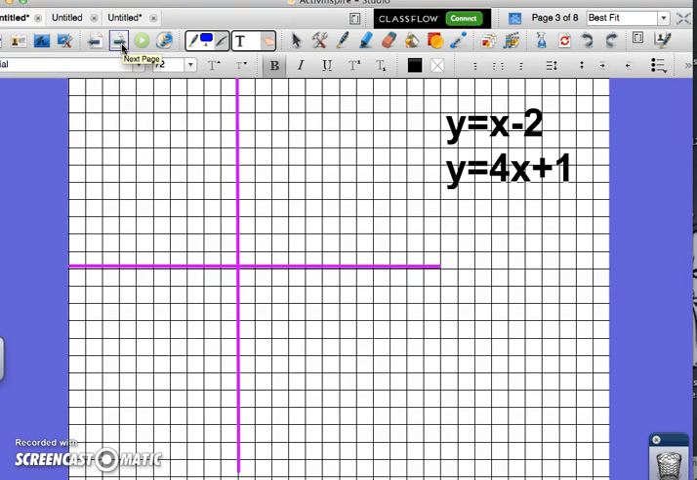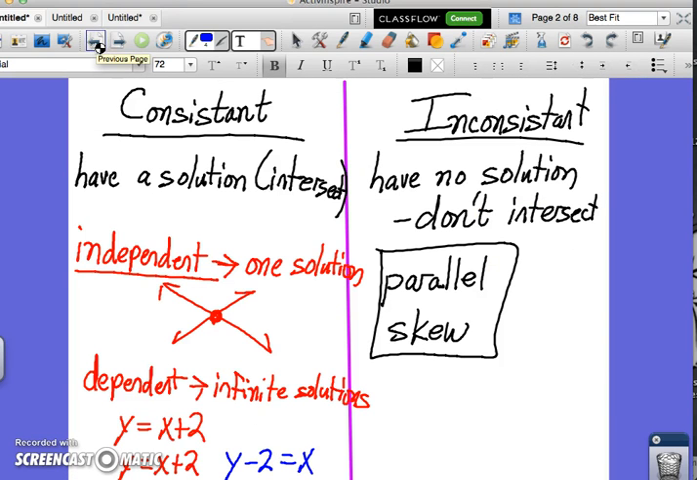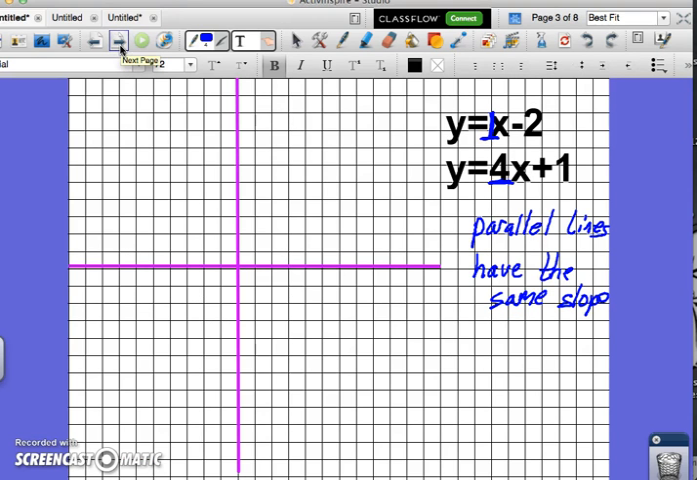The only way they're going to be inconsistent right now is if they're parallel. Make sure you write this down right now: parallel lines have the same slope, which in our equations up here is the 4 and the 1 right in front of the x. Well, these two don't have the same slope, so that means they do intersect. That means they are consistent, and because they're not the same line, they're consistent and independent, so they're going to intersect in one place.